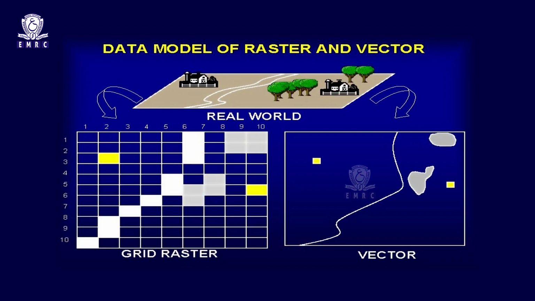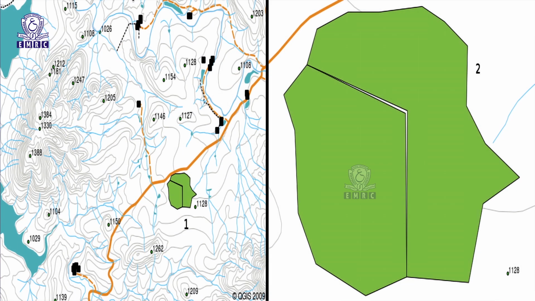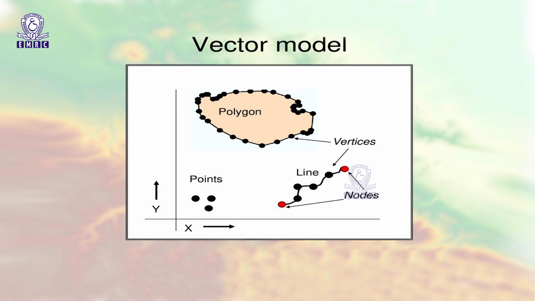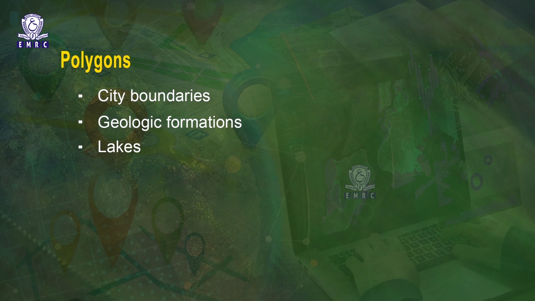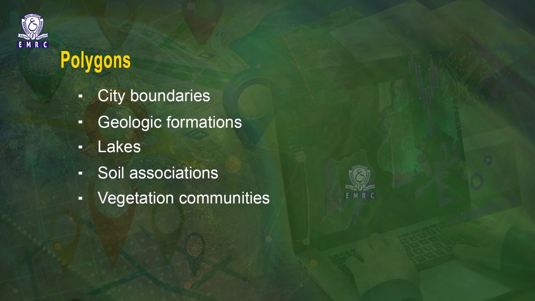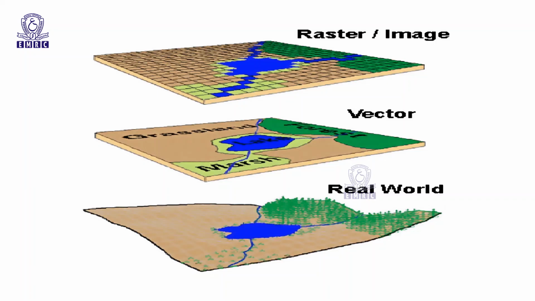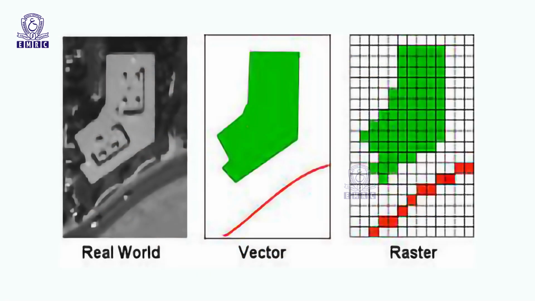Polygons. Polygons are two-dimensional features created by multiple lines that loop back to create a closed feature. In the case of a polygon, the first coordinate pair on the first line segment is the same as the last coordinate pair on the last line segment. Polygons are used to represent features such as city boundaries, geologic formations, lakes, soil associations, vegetation communities and so forth. Polygons have the properties of area and perimeter. Polygons are also called areas.